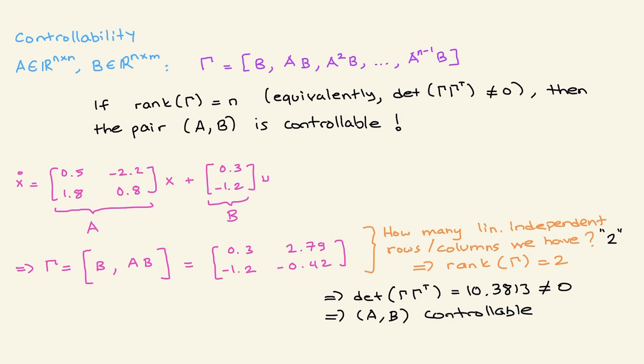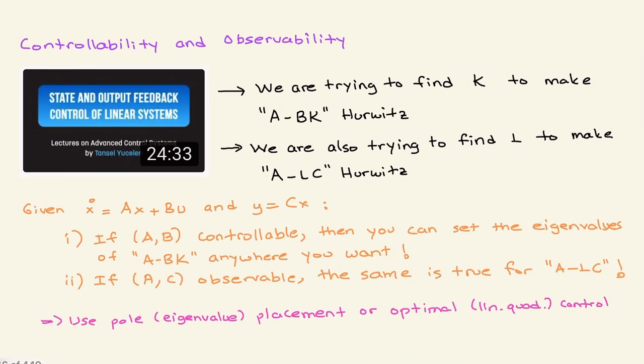If you don't want to do that, go to MATLAB and write the determinant of gamma gamma transpose. You are going to obtain this number, which is non-zero. Then we say the pair AB is controllable. That's perfect. Then you can always find K to place your eigenvalues anywhere you want on the left half plane, or you can use optimal linear quadratic control.